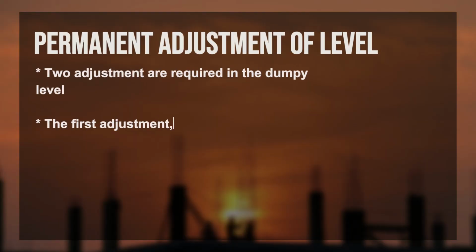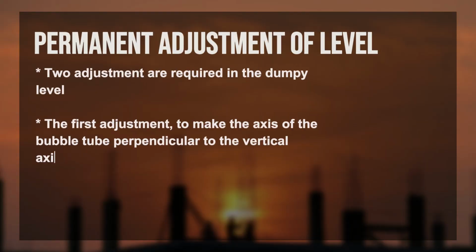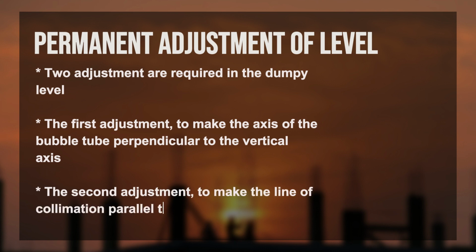For the permanent adjustment of a level, two adjustments are necessary in the dumpy level. Number 1, the first adjustment is to make the axis of the bubble perpendicular to the vertical axis. That is, it has to be perpendicular to the vertical axis. The second adjustment is to make the line of collimation parallel to the axis of the bubble tube.